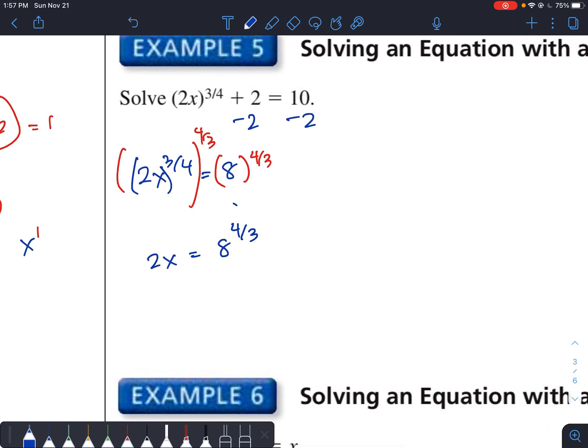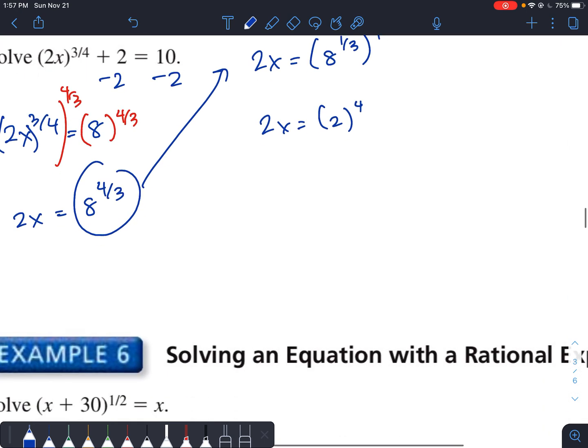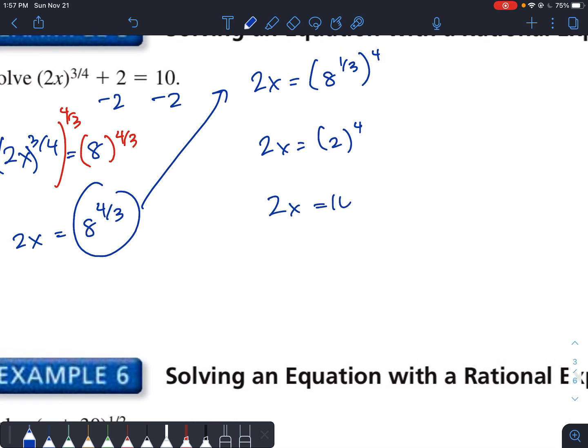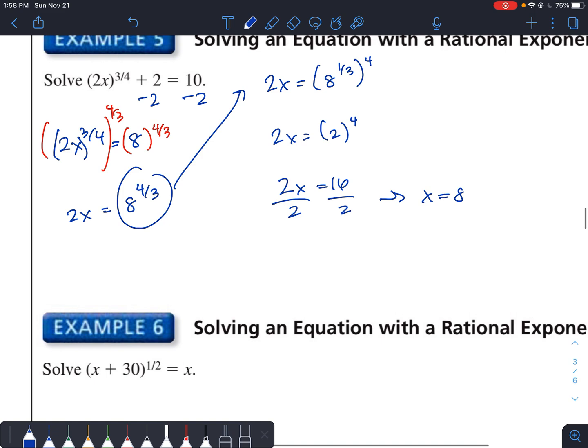And then right here, I want to simplify this expression. So I have 2x equal to 8 to the 1/3 power to the 4th power. So I have 2x is equal to, 8 to the 1/3 power is 2, 2 to the 4th power is equal to 16. And now I can divide by 2. And so I get x is equal to 8. Okay. So it's just all about raising this to a power that is its reciprocal. So if you need to pause that to review that, go for it.